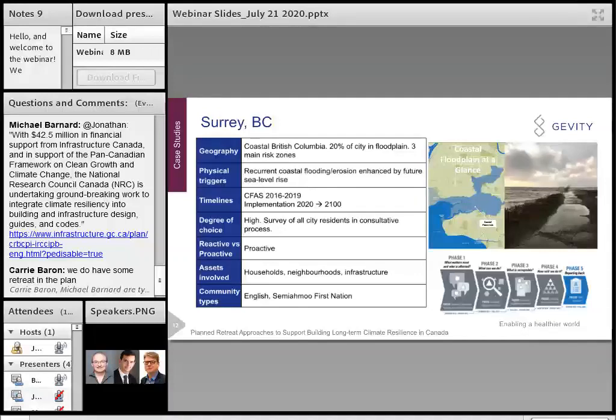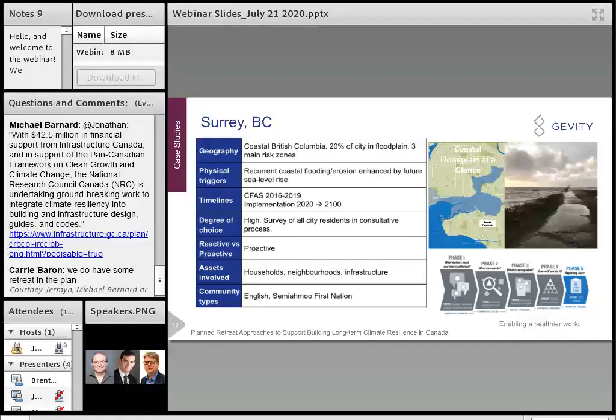The CFAS process looked at neighborhoods, especially 3 particular neighborhoods that were at particular risk, involving many hundreds of households, in some cases entire neighborhoods, and to some degree the possibility of realigning infrastructure threatened by coastal inundation or coastal erosion.